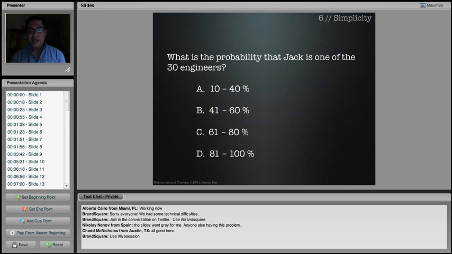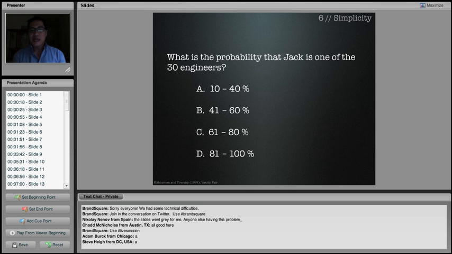You can think about it, and also if you want to put your answers into the chat, we can kind of see whether you think it's A, 10 to 40%, B, 41 to 60%, C, 61 to 80%, or D, 81 to 100%. It will turn out, and I'm seeing some answers coming in, it will turn out that according to Kahneman and Tversky, who are the behavioral psychologists who actually did this exercise back in the 70s, the correct answer is going to be A.